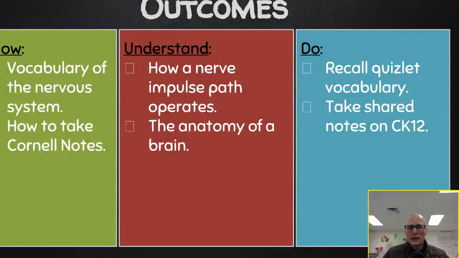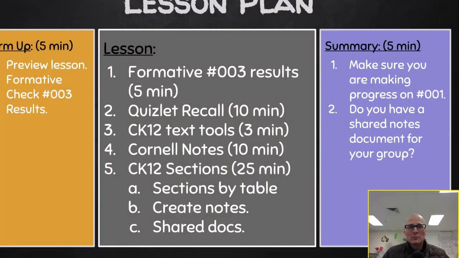We're going to work on vocabulary of the nervous system, how to take Cornell notes and why. We want you to understand how a nerve cell path operates, the anatomy of a brain. So we're going to take some time to study Quizlet again, getting that vocabulary down. And then we're going to take notes using Cornell notes on some CK12, our digital textbook. So here's the plan.